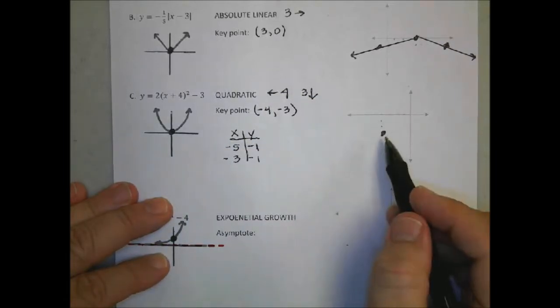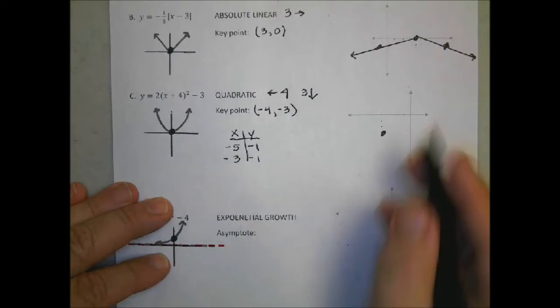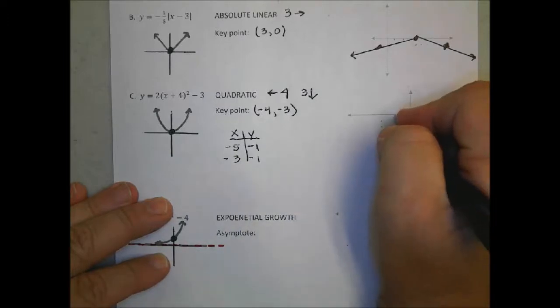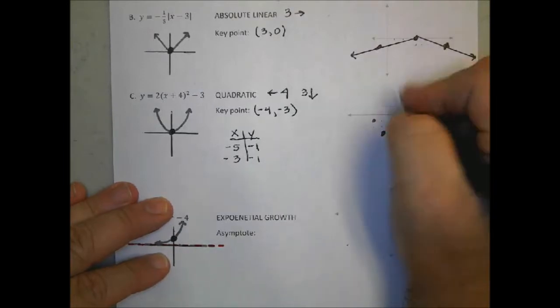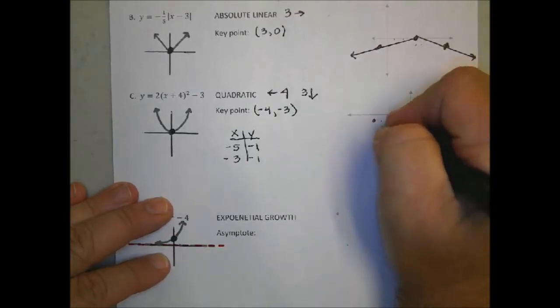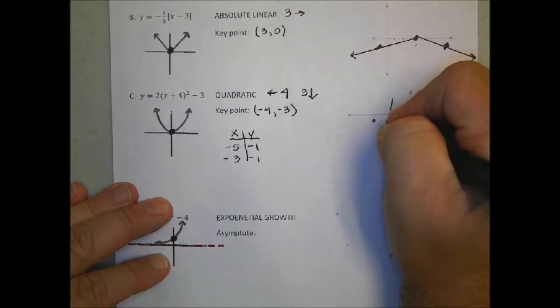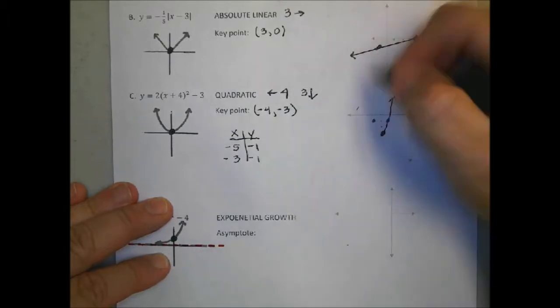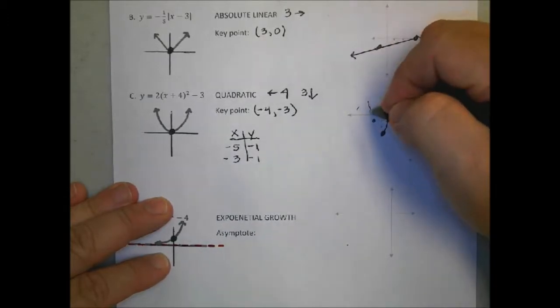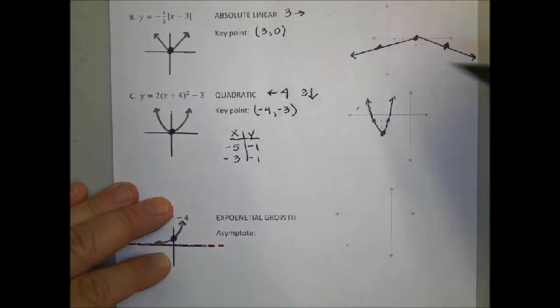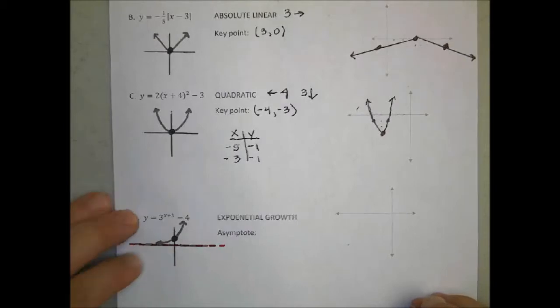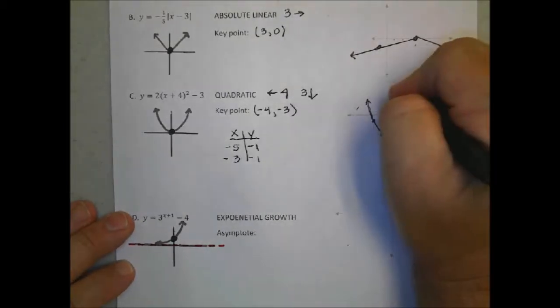So the 2 next points, lattice points, would be (-5, -1) and (-3, -1). And it's an up parabola. Also, it's going to look something like that.